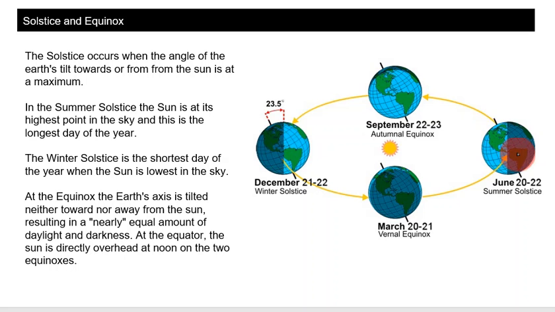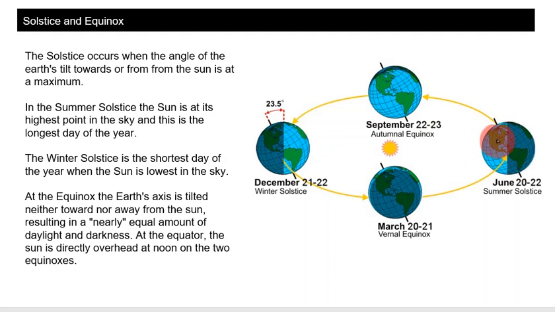Then as the Earth revolves around the Sun, this is the second point, what's known as the winter solstice. Again, this is reversed. The northern hemisphere is tilted maximally away from the Sun, and the southern hemisphere is tilted maximally towards the Sun. In the summer solstice, at this point here, the Sun is at its highest point in the sky, and this is the longest day of the year.